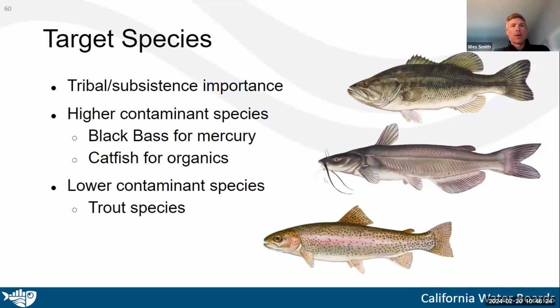For lower contaminant species, we'll typically focus on trout if they're available, or some prey species. We've really made an effort to include prey species that may be important for groups who consume those species for subsistence, tribal, or recreational purposes. We're just trying to be as inclusive as possible with the data that's out there, and welcome feedback as to what other species folks are interested in.